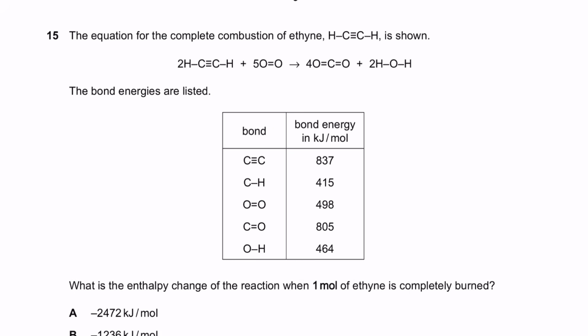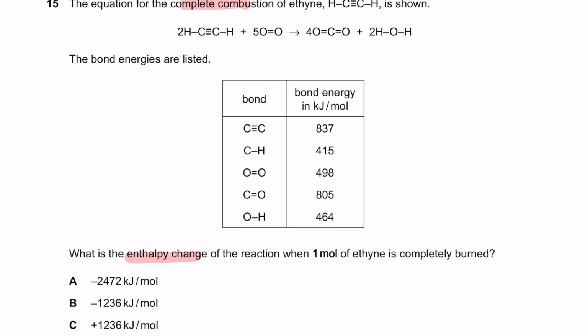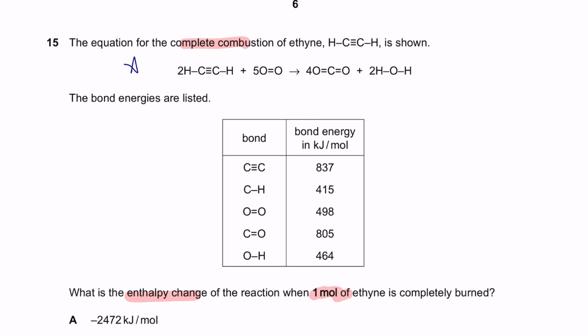Next, question 15. The equation for the complete combustion of ethene is shown. The bond energies are listed, and they're asking you to calculate the enthalpy change of the reaction when 1 mole of ethene is completely burned. So the equation given here is for 2 moles. So what we can do is calculate the enthalpy change and then later divide it by 2 to get for only 1 mole.